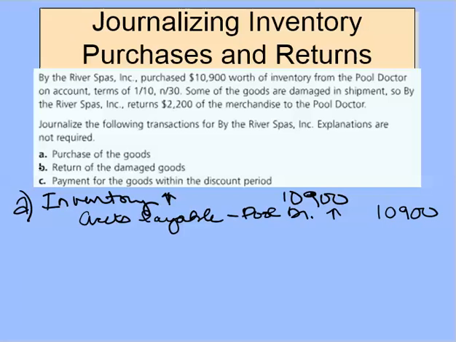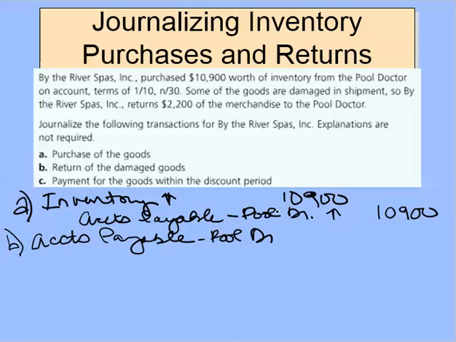So then B says we return some damaged merchandise. So you all know when you go to the store and you return merchandise, what happens? Well, they either credit your account with them, or they give you cash back. So in this case, we're going to go ahead and debit our accounts payable. You'll see where the credit part comes in when we look at it from the seller's perspective in just a few minutes. So accounts payable Pool Doctor for $2,200, and we credit inventory.